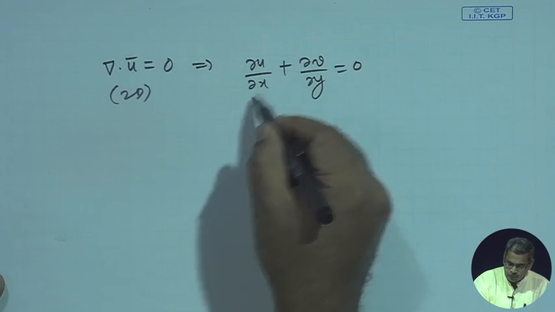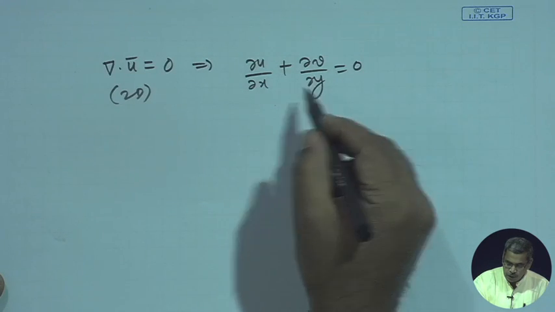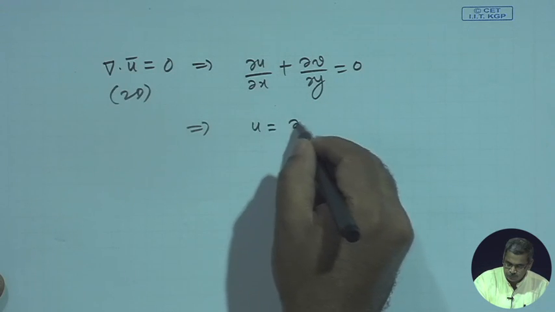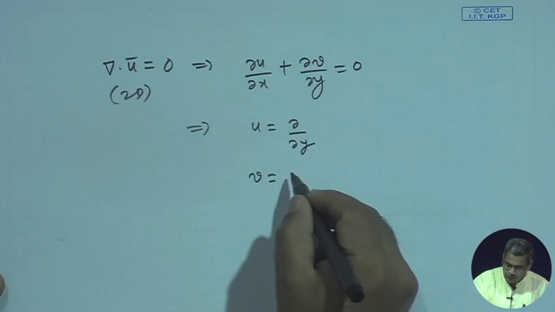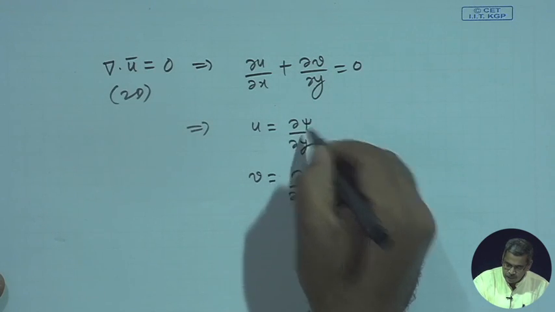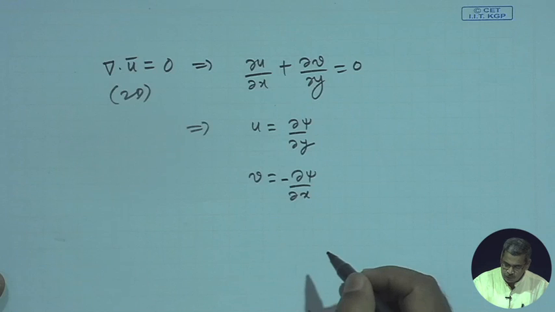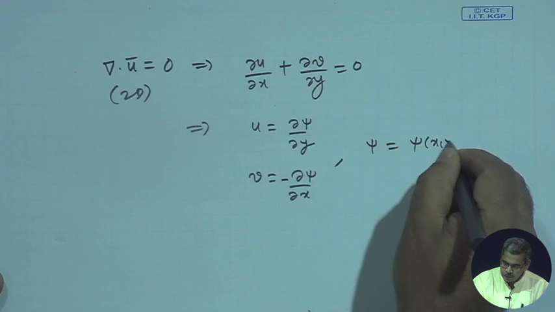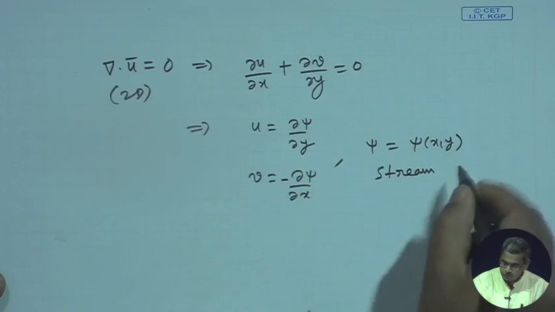Here you have a partial derivative with respect to x, and here a partial derivative with respect to y. So one can introduce a function psi such that, since we have a derivative with x here and with y there, we introduce a partial derivative with respect to y for one and with respect to x for the other. Since we need an identity, you take a negative sign here. So psi is a function of x, y, and this is called the stream function.